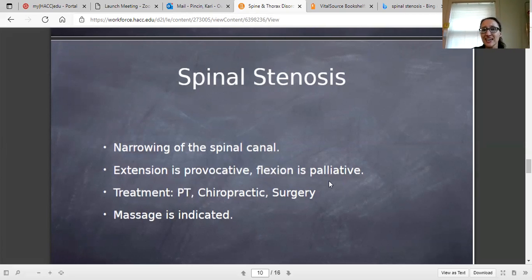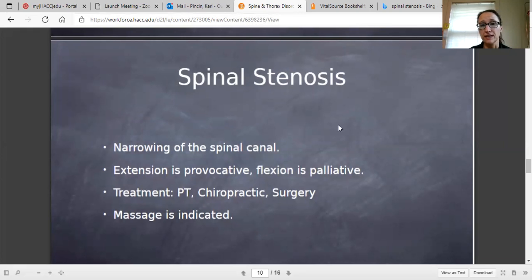Massage is indicated in general for pain management and relaxation, but it's not really indicated for spinal stenosis. I want to make that clear. You cannot massage spinal stenosis away because it has nothing to do with the muscles whatsoever. And somebody with stenosis can live a happy and productive life, or it can be a major, major impediment. It just depends on how severe it is, okay?